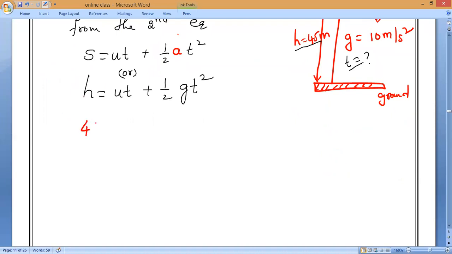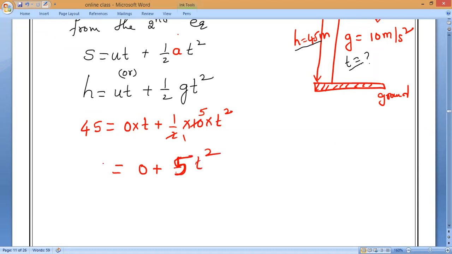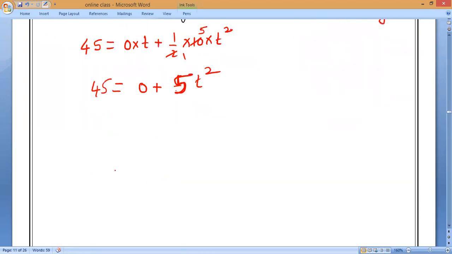H is equal to what? 45, and initial velocity is 0. So 0 into time plus half into G value 10 into t square. Now anything into 0, what is it, guys? 0 only. Plus, 2 ones are 2, 2 fives are 10, so 5t square, which is equal to 45. Okay, everyone? Yes or no? Yes, sir. Now, t square is equal to what will come? 45 by 5. 5 nines are 45. So now t is equal to root of 9.